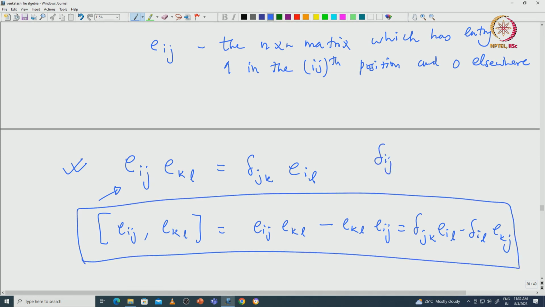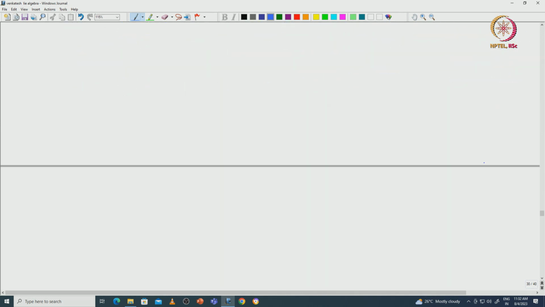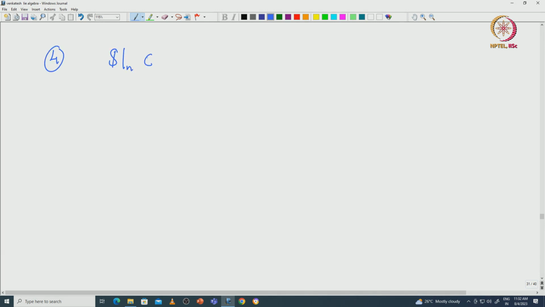This delta_jk is the Kronecker delta. I hope all of you know. So, now this is easy. Now we will compute the structure constants for another algebra, which is again a very important algebra that will appear later in our discussion, which is the special linear algebra sl_n(C). These are all the traceless matrices inside gl_n(C).